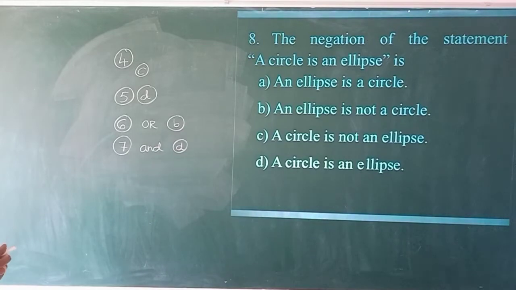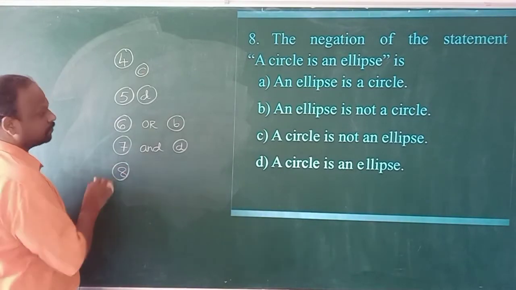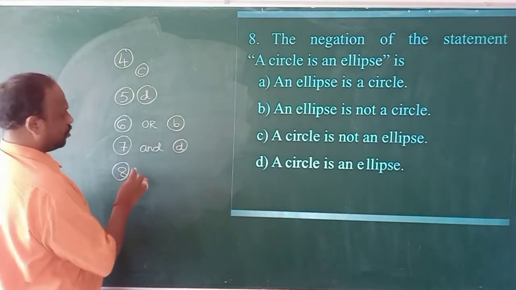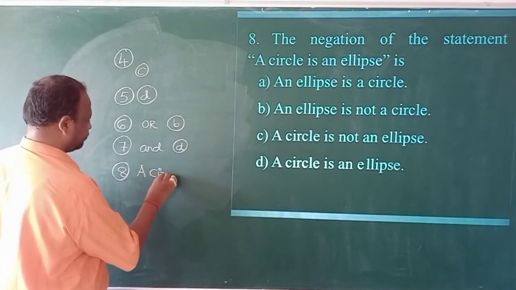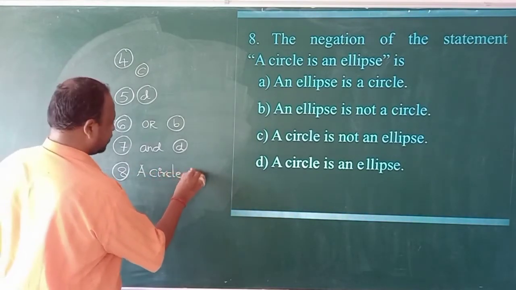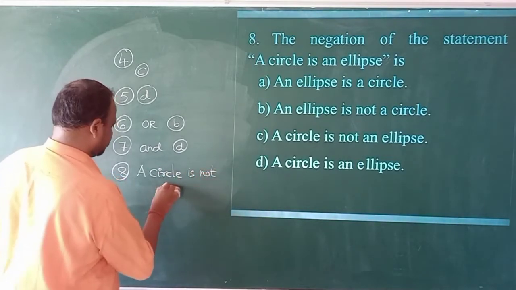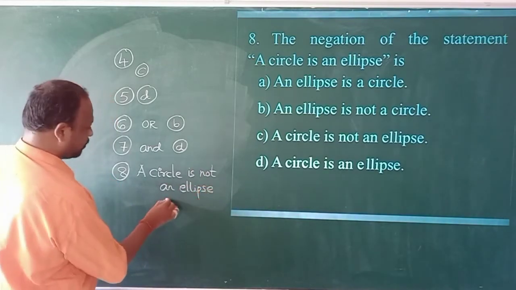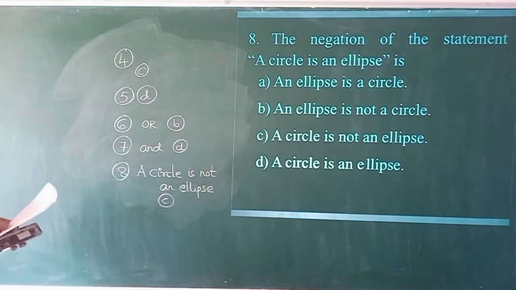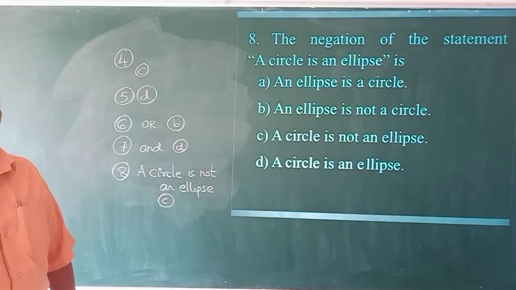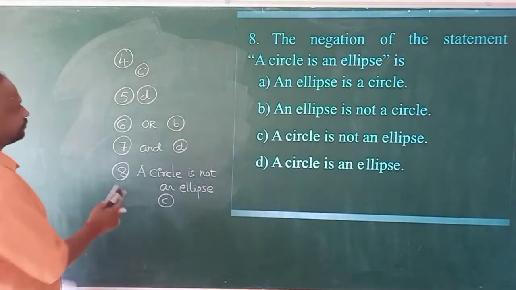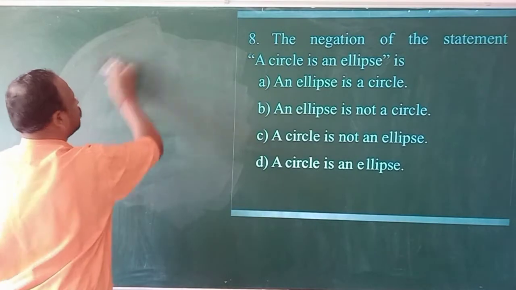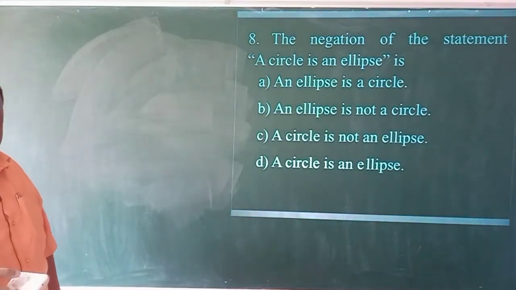The negation of the statement, a circle is an ellipse. Eighth one, observe. You should add not. A circle is not an ellipse. Option C is the answer. Here we have to add not. Go for next one. You will get one question sure from mathematical reasoning.